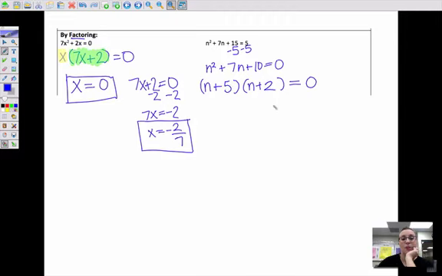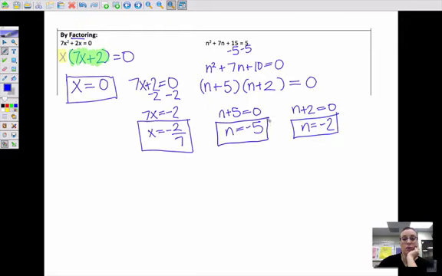And then I have to think about my two solutions. So what will make n plus 5 equal 0? That would be n equal to negative 5. And what would make n plus 2 equal 0? That would be n equal to negative 2. So there's our two solutions, or our two roots of that quadratic equation.